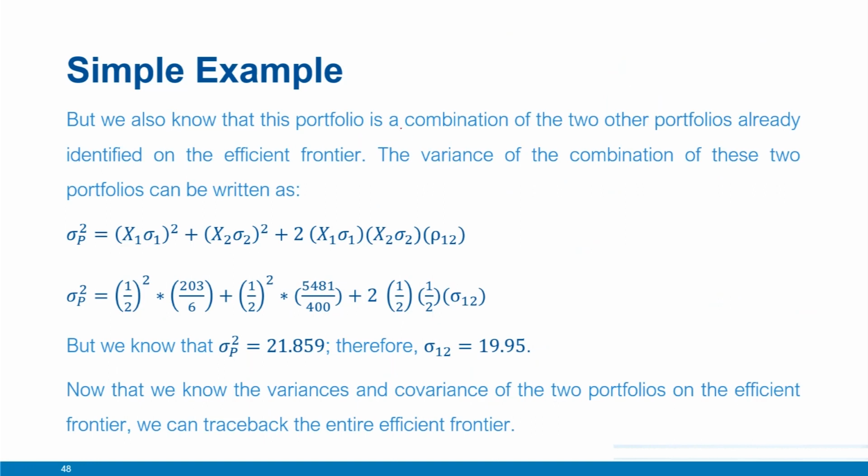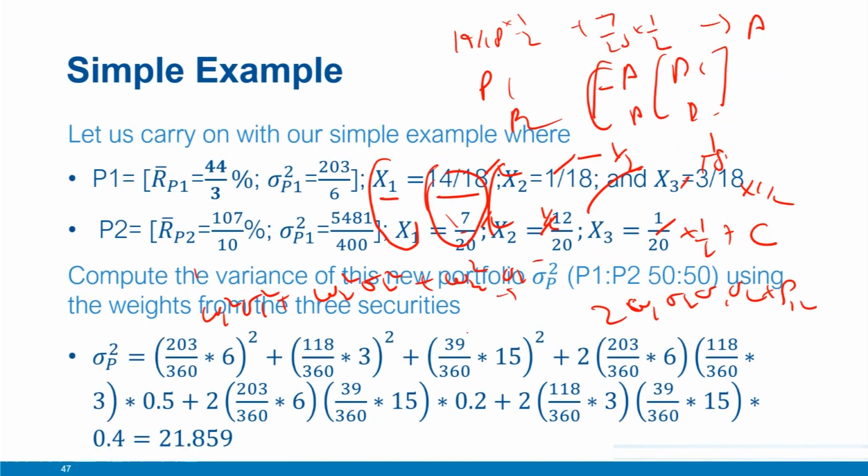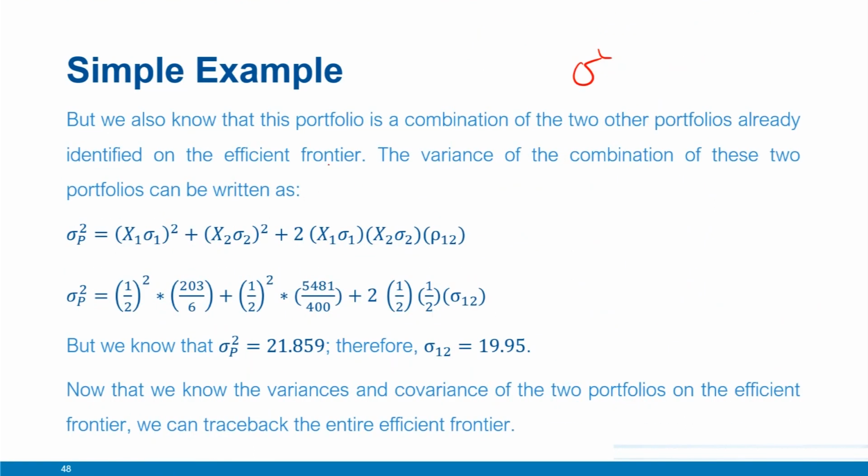Once we do that, we get the portfolio variance which we saw in the previous step, 21.859, the portfolio variance. But we also said that this portfolio variance is a combination of P1 P2 in a 50-50 ratio. So we can also formulate the portfolio variance with the formula of two securities, that is x1 square sigma 1 square and so on, x2 sigma 2 square and 2 times x1 sigma 1 x2 sigma 2 and so on.